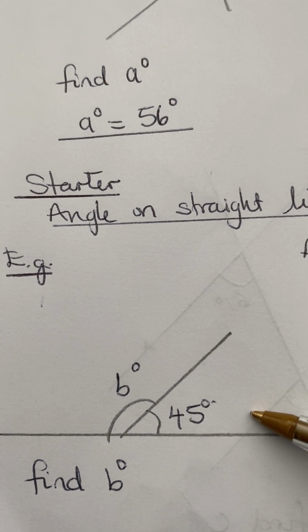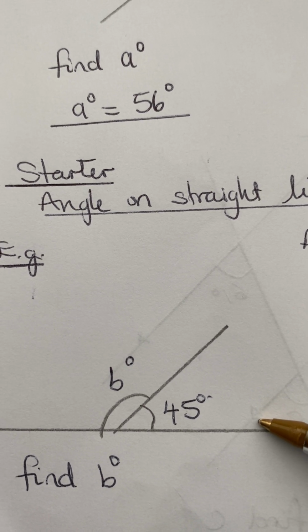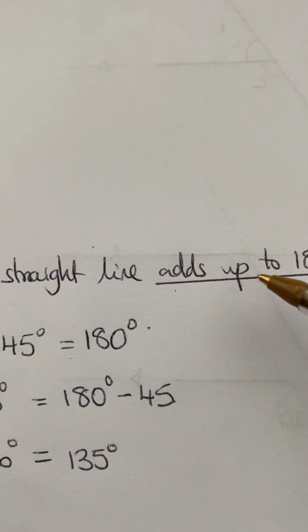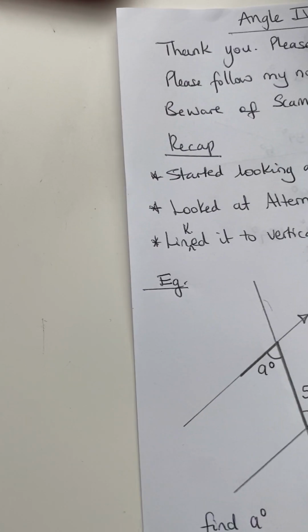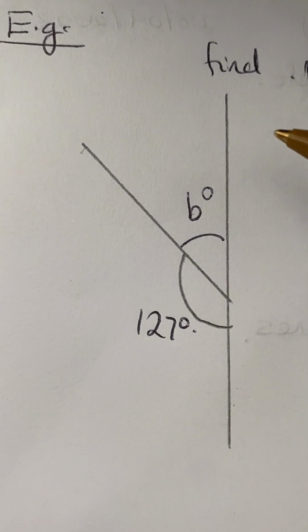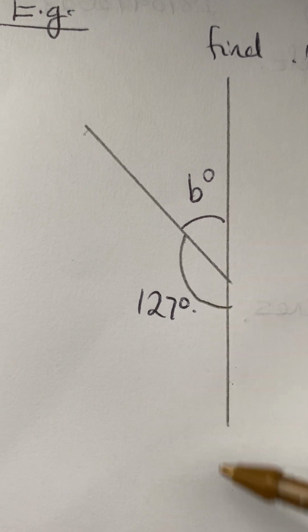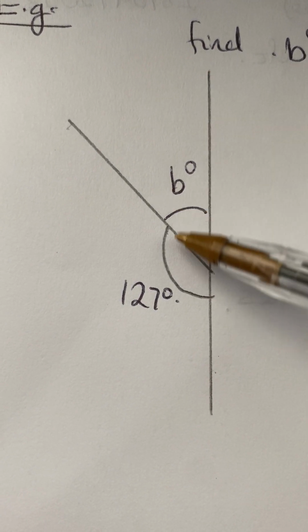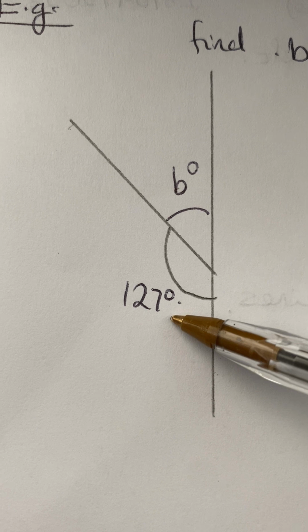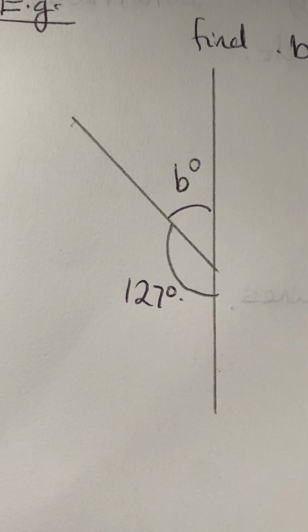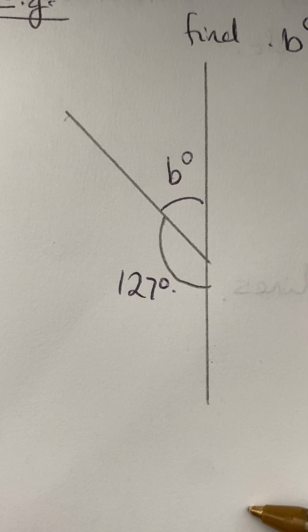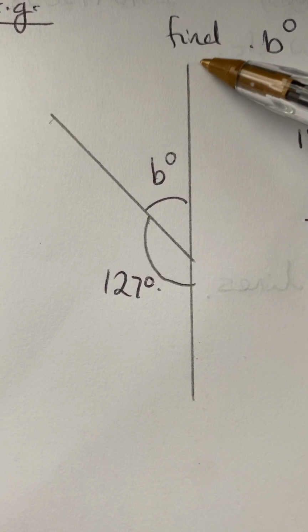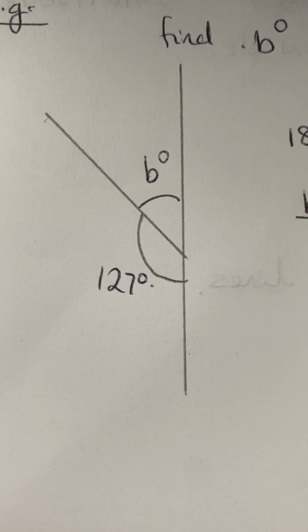Again, this angle is not to scale. Okay, angles on a straight line add up to 180. Now our second one is also an angle on a straight line. Okay, in angle work, you will not always have the straight line in the horizontal form. You might have it in the vertical form as well.